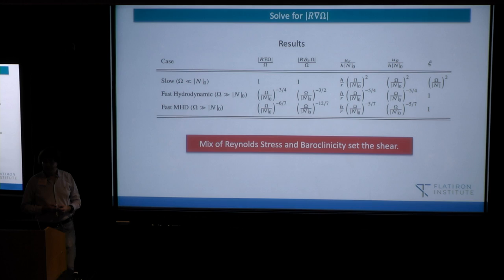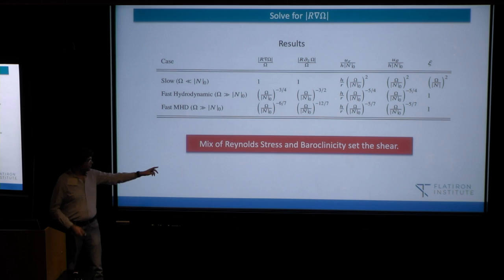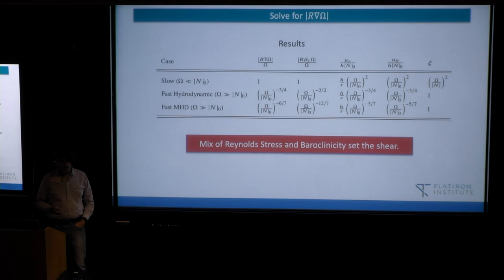So in the slow rotation limit, this appears to be dominated by either the Reynolds stress or baroclinicity. They both scale in the same way. As you go out to faster and faster rotation, the balance really gets set by the Taylor-Proudman term, right? The term that sort of enforces uniform rotation along the z-axis.